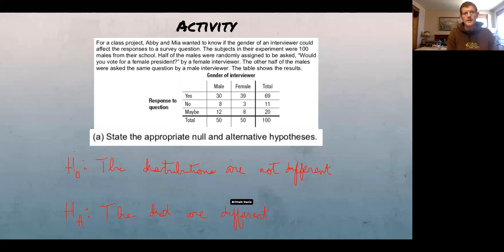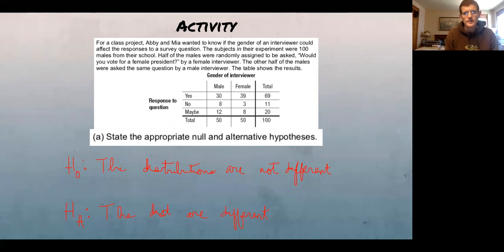So now we can add some context. So I'll kind of read this. Abby and Mia are trying to figure out if the gender of an interviewer could affect the responses to a survey question. So they got 100 males from their school. Half the males were randomly assigned to be asked, would you vote for a female president, by a female interviewer. The other half of males were asked the same question by a male interviewer. The table shows the results.